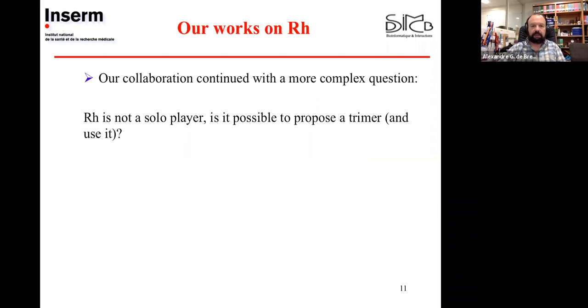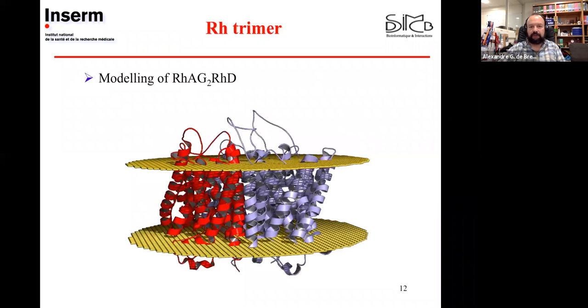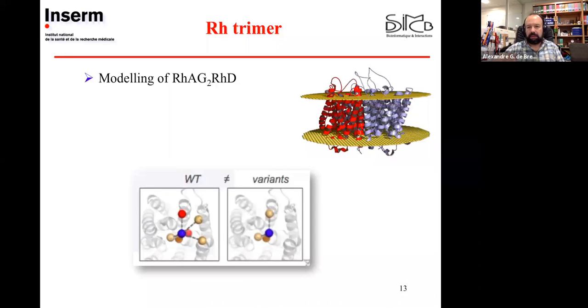To go further, we know that RH is not a solo player, it's in a trimer, so we have tried to propose trimer structural models. For that, we have modeled different trimers, and here we show you the most interesting one, RHD with two RHAG, a protein that is from the same family and that is supposed to be associated to our protein of interest in red. Like in the previous work, we have analyzed the difference of interaction that we can see for the wild type and the variants.